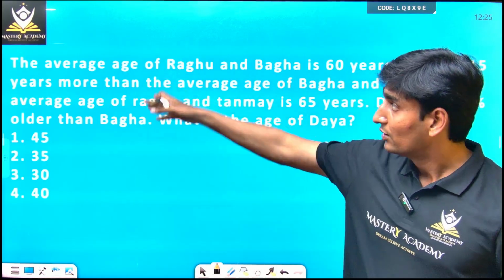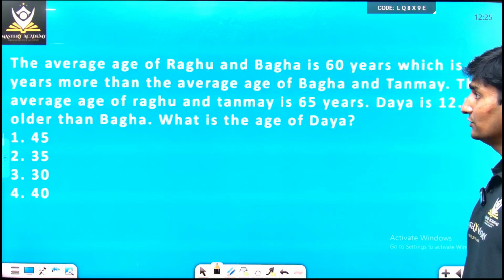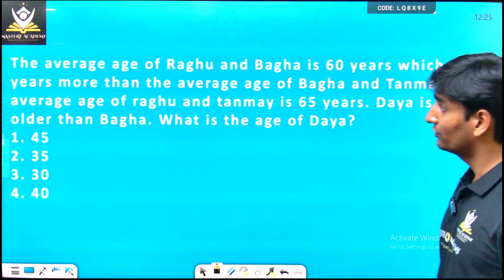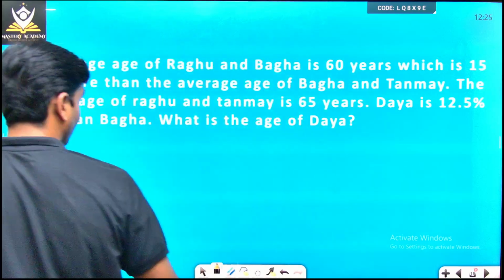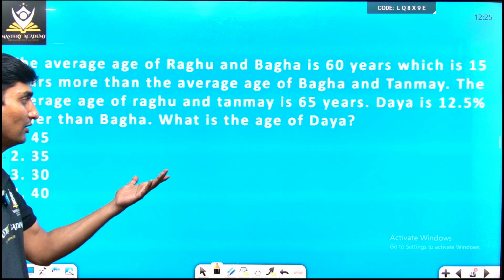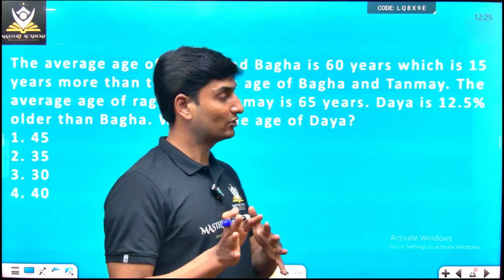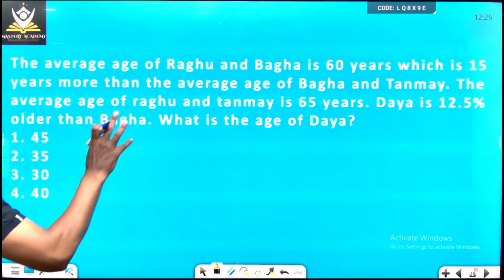Okay, moving on. The average age of Raghu and Bagha is 60 years, which is 15 years more than the average age of Bagha and Tanmay. The average age of Raghu and Tanmay is 65 years. Daya is 12.5% older than Bagha. What is the age of Daya? Once again, a relative based situation here. So it is an easy question, guys.